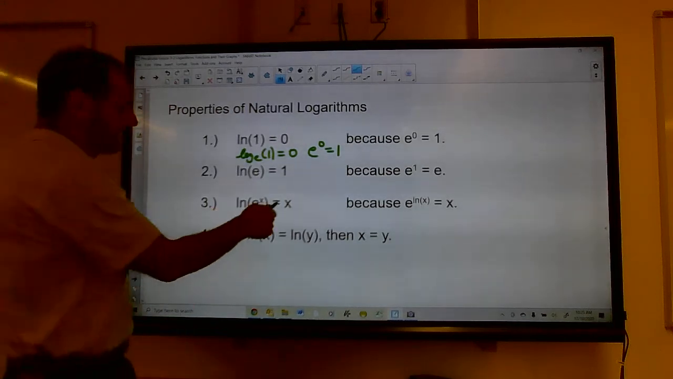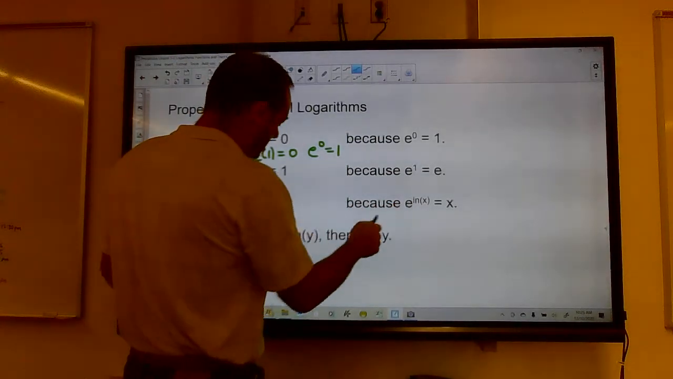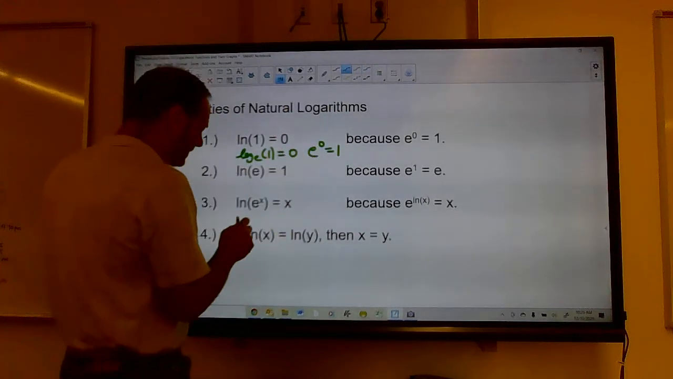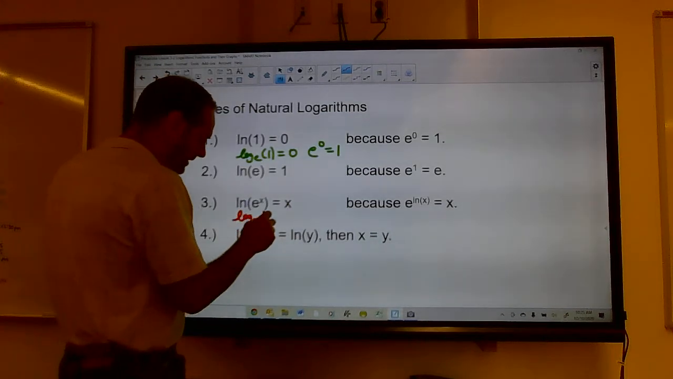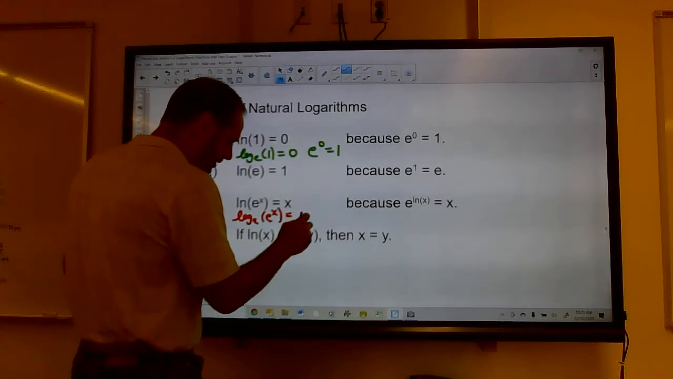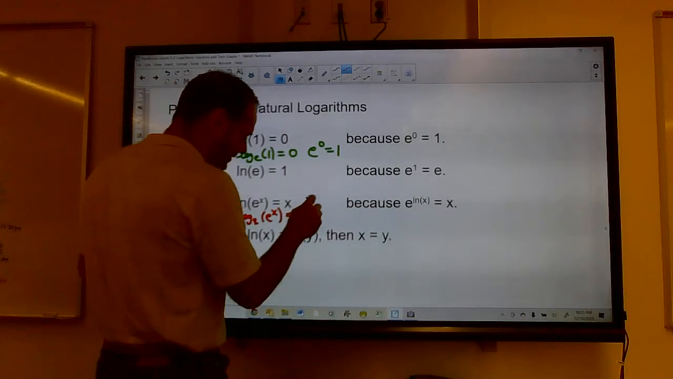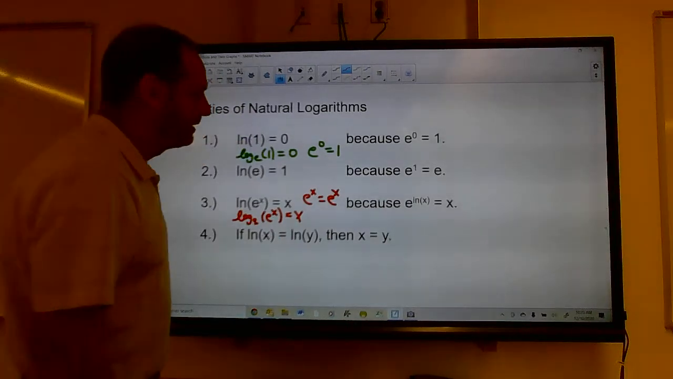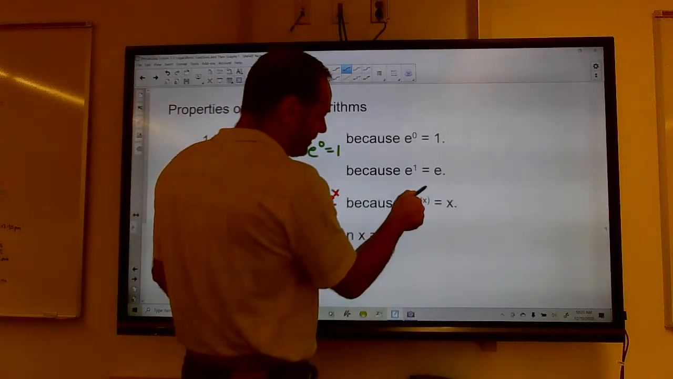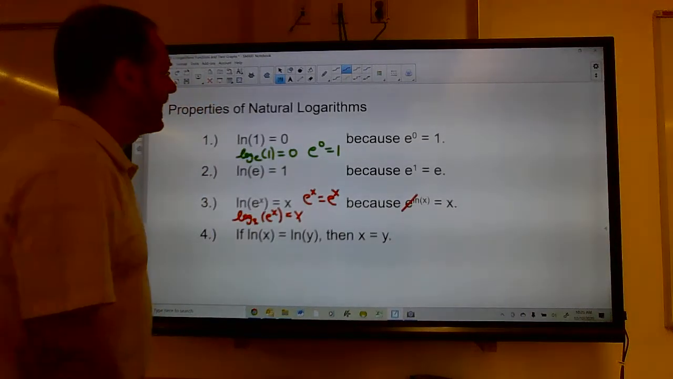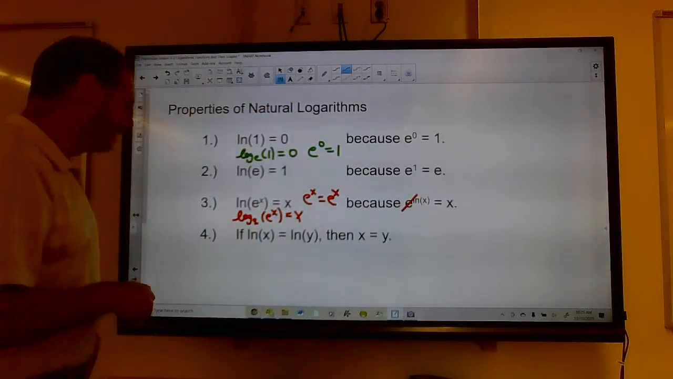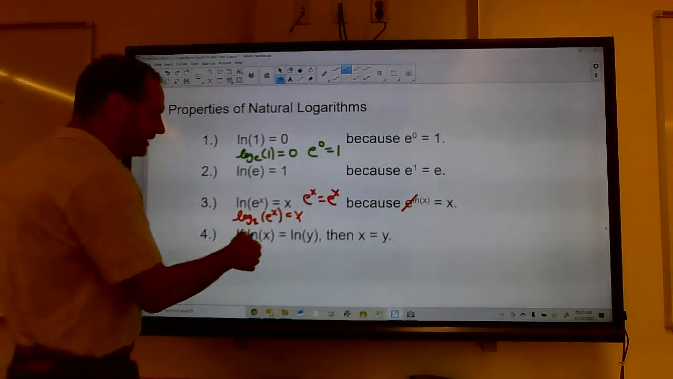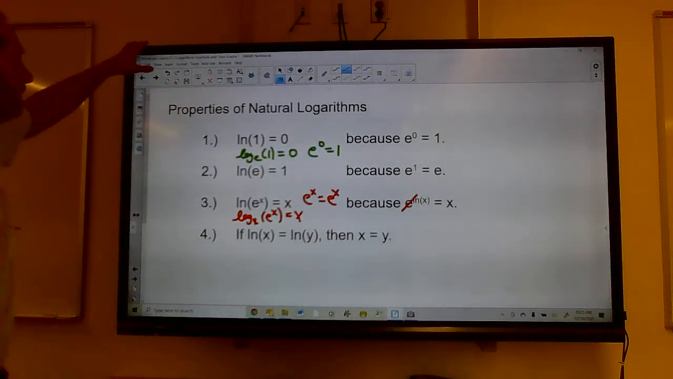The natural log of e to the x equals x because, okay, if I take this and I rewrite it, log base e of e to the x would equal x, then I would have e to the x would equal this number, which is e to the x. Okay, so if you ever want to get rid of a natural log, just take the whole thing to e, and that cancels that thing out. Okay, and if the natural log of x equals the natural log of y, then x has to equal y. That's because you're doing the same thing to both sides, and so you can just ignore it.